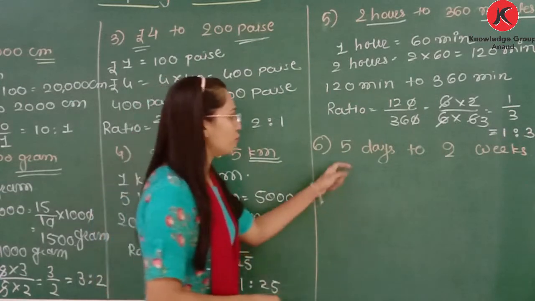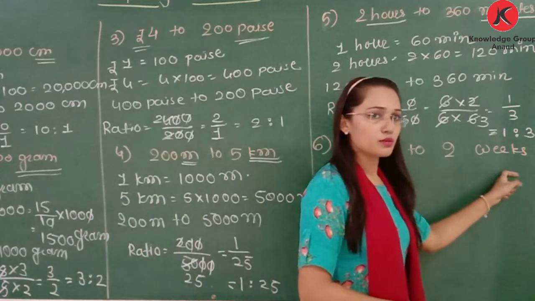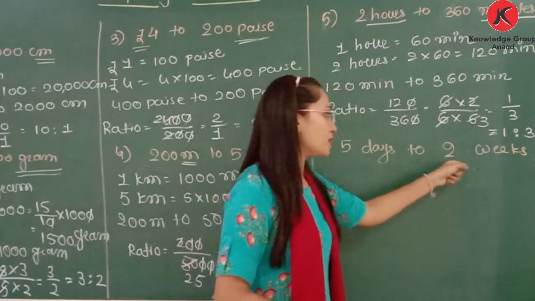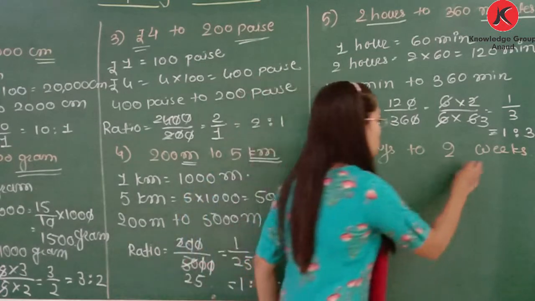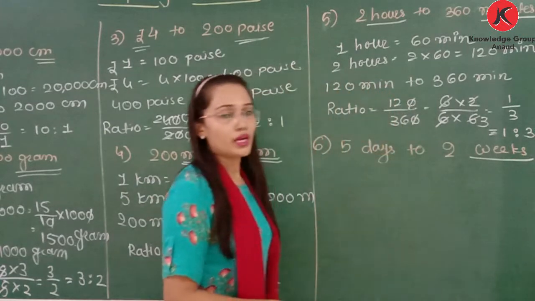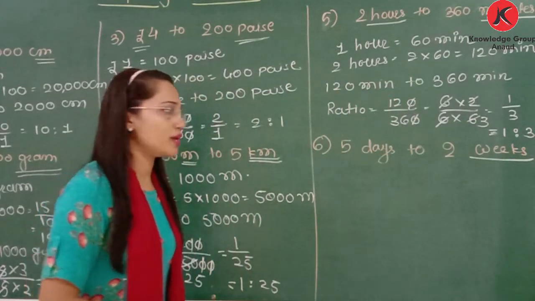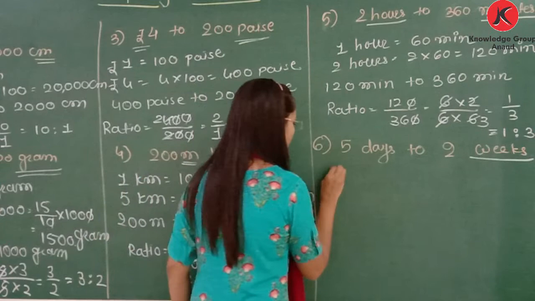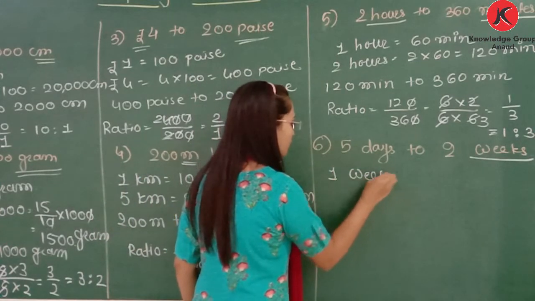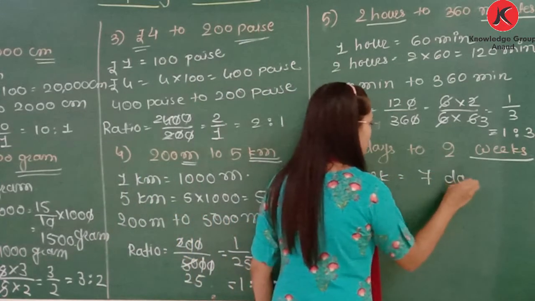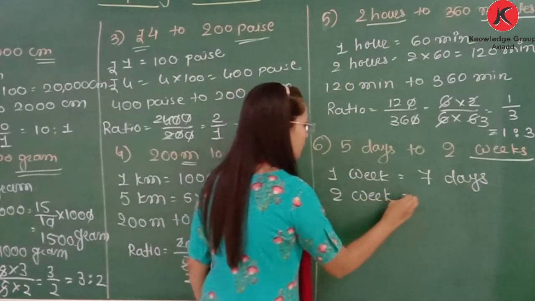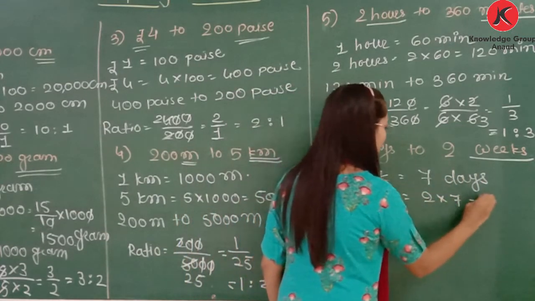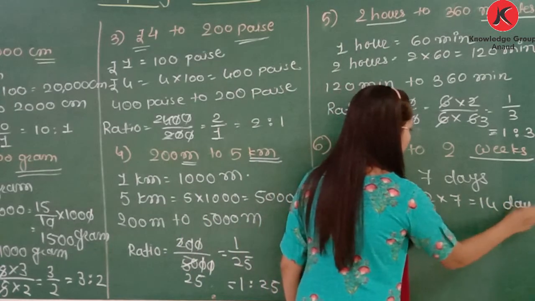Now next one, 5 days to 2 weeks. 5 days to 2 weeks. So which one is the larger, days or week? Week is the larger unit, so we convert week into days. Now in 1 week, how many days do we have? 7 days. So we can write 1 week is equal to 7 days. So if we consider 2 weeks, 2 multiply 7, that is 14 days.